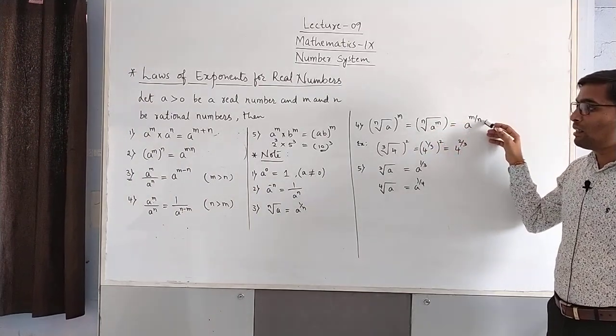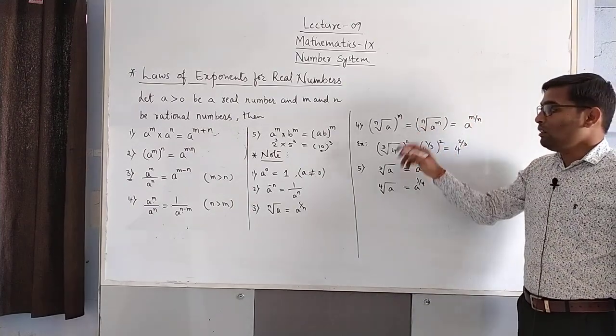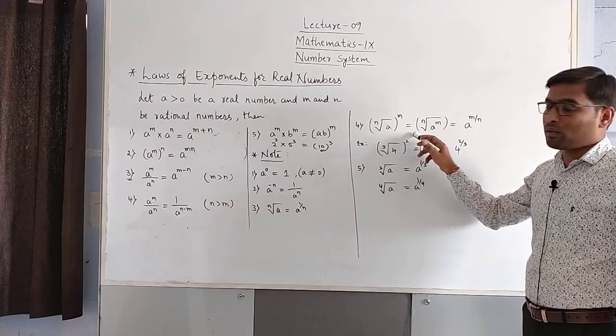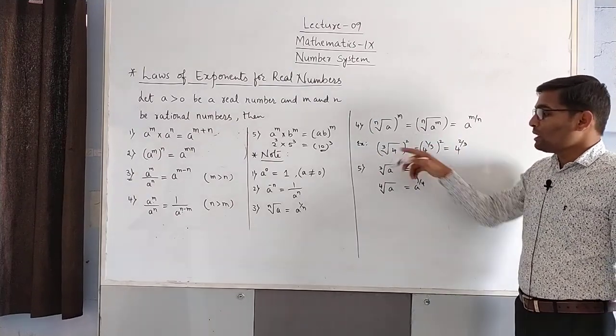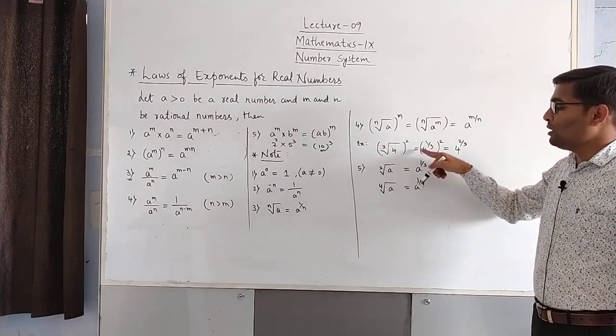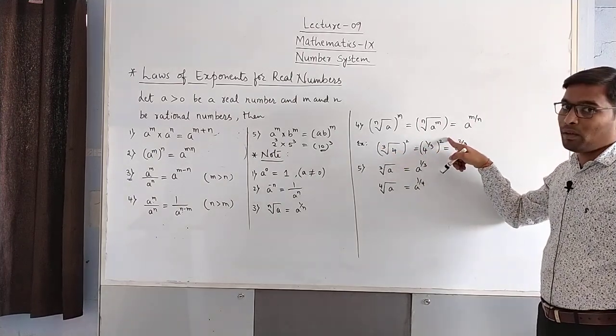To explain this one, we can write the example: cube root of 4 whole to the power 2, equals this. Whatever we have in the root we can write as a power, that is, 4 to the power 1 by 3 whole to the power 2.